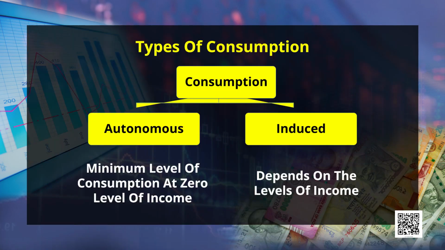So consumption is further divided into two parts: one is autonomous and the other is induced. Autonomous level of consumption refers to the level of consumption at zero level of income. And after that, when income increases, consumption starts increasing. So this refers to induced consumption.